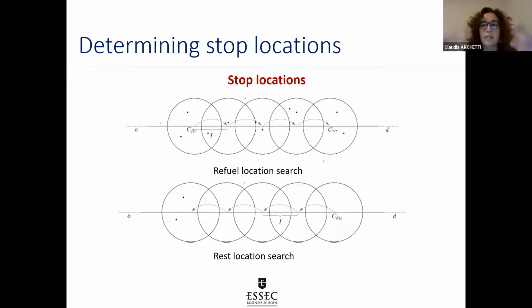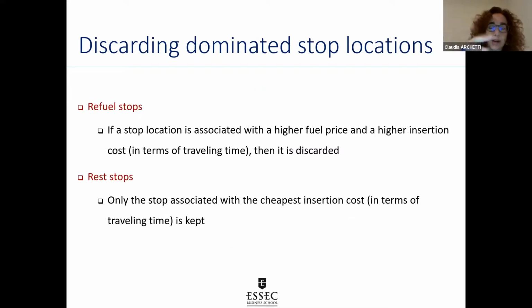So there is no need of having this high number of possible rest locations to consider in this second case. And once we have determined all the stop locations, we discard the dominated ones. In case of refueling locations, a refueling station is dominated by another one if the fuel price is higher and the detour that we have to make to reach this refueling station is higher too. Instead, for rest locations, once we have found the potential rest locations, we just consider the one that determines the shortest detour.